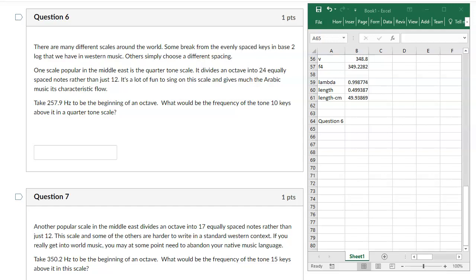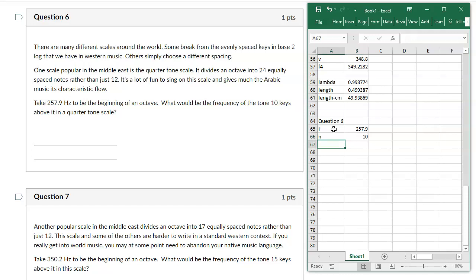One of them divides it into 24 equally spaced pieces. The other divides it into 17 equally spaced pieces. All right. And so this question's about the one that has 24 spaces in an octave instead of just 12. And I've given you the beginning of the octave here, which is 257.9 hertz. And I want to know, when you're 10 keys up, what is that?